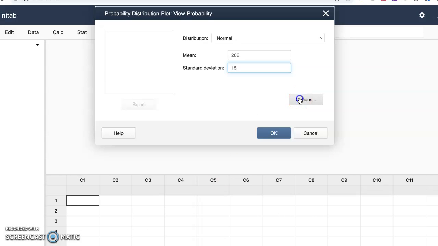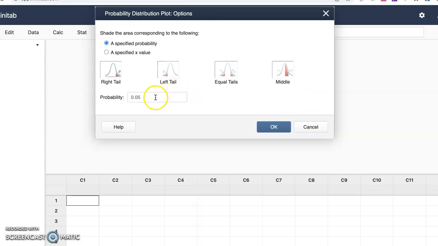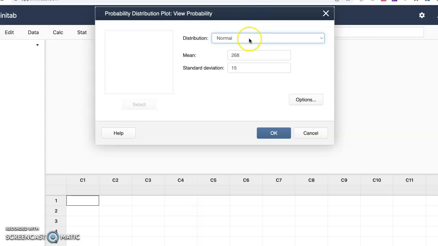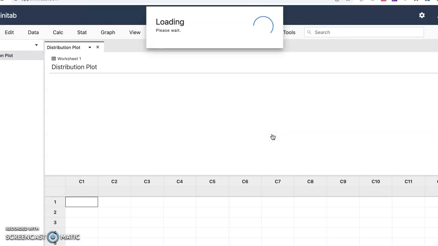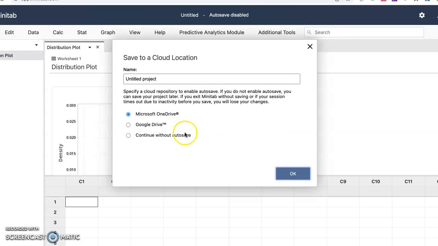So then click Options, and we don't have a probability to put in. We have a specified X value of 308 days or more. So this is your 308 days, and we want to know the probability that it ends up being bigger than that, so that's why you choose the right tail. Okay, and then click OK and OK, and we get this lovely graph.